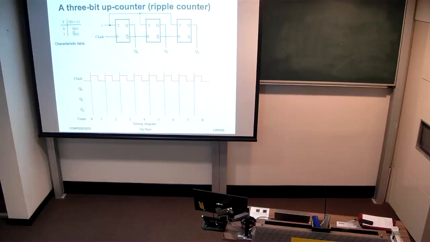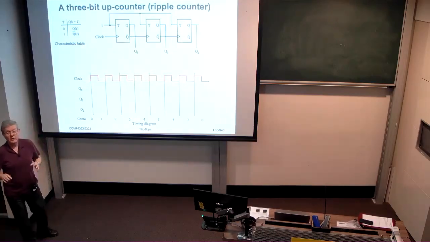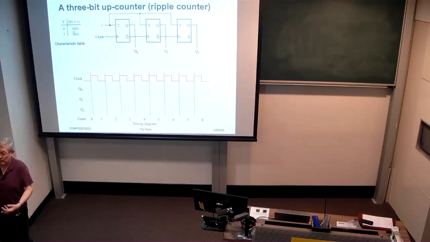The reason they're wired up this way is because in a binary counter, we know that the least significant bit is toggling between 0 and 1 every clock cycle, right? The next more significant bit is toggling after every 2 clock cycles, or effectively, once the least significant bit has toggled, then the next more significant bit toggles.